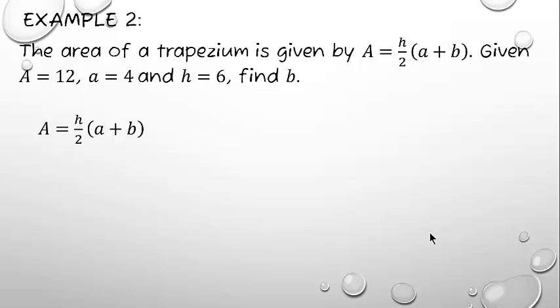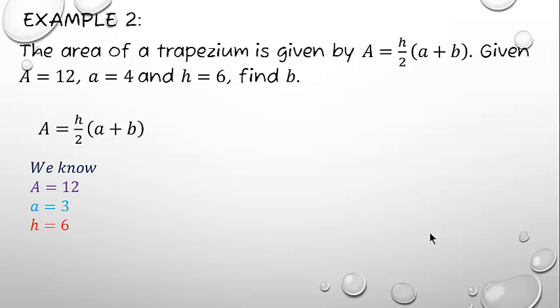For anyone who doesn't know the formula for an area of a trapezium, the small a and b are just the side lengths of the parallel sides. The h is a perpendicular height, and the capital A is just the area. So my formula reads, the area equals the perpendicular height divided by 2 times the sum of the two parallel sides. Okay, so we want to find b for now.